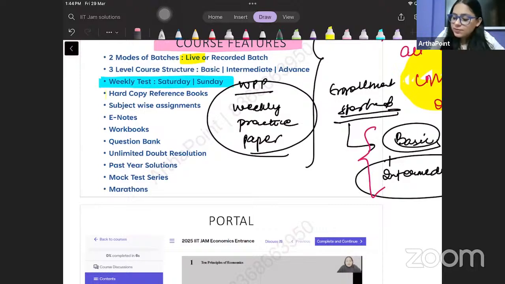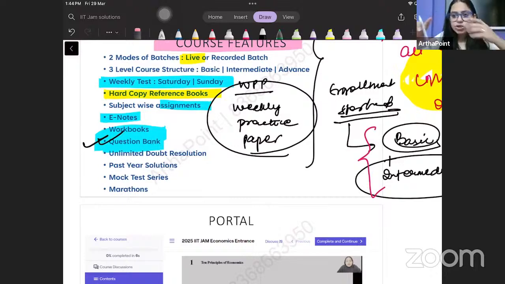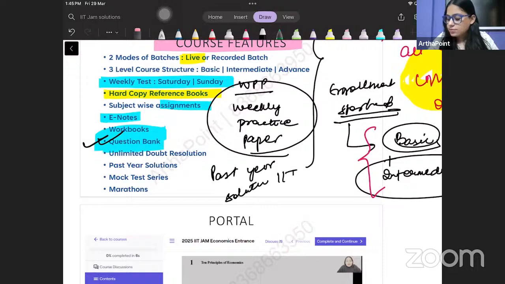You will also be given hard copies or reference books per se. You will be given assignments. You will be given e-notes, workbooks, and a question bank. Most important, beta, you will be given a big recorded question bank, which you can use for the purpose of practice. You will be given all past year solutions of IIT JAM Economics. For all the questions of the IIT JAM papers held so far, recorded past year solutions will be given to you.